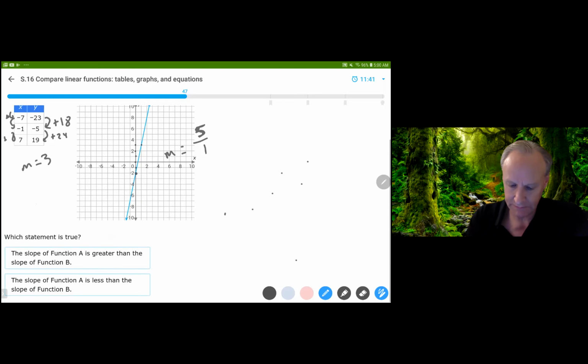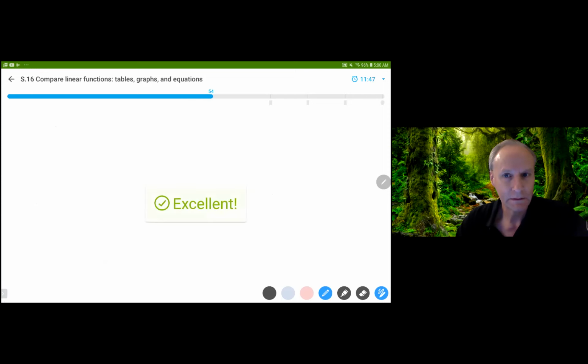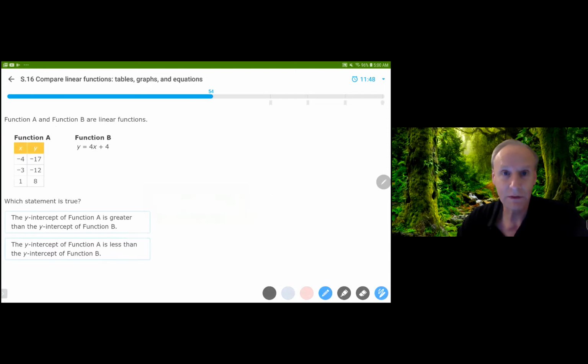Let's see what they asked. The slope of function A is less than the slope of function B. I know I'm going really slow. I'm sorry. I'll try and speed it up a little bit.